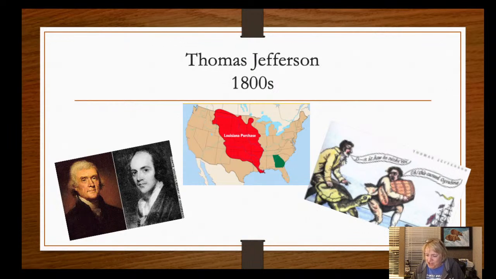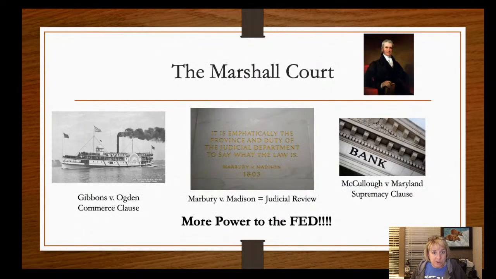And at this point, Jefferson just does not like being president at all. So what we're going to see with his presidency is a really high with the Louisiana Purchase and then really low with the Embargo Act. And then within all of that, that's when we have the situation going on with the Marshall Court.